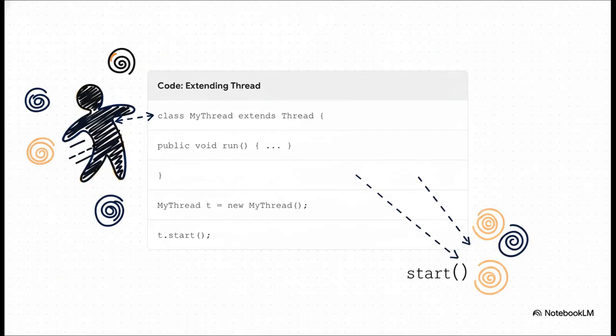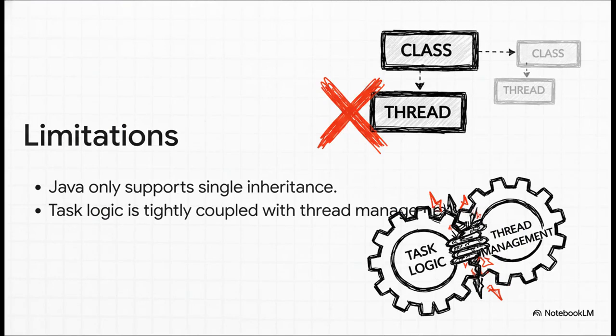You just make a class, say myThread, and have it extend the thread class. You dump all your logic inside the run method, then you just create a new myThread object and call .start. Boom, new thread, easy peasy. But, and this is a huge but, simple isn't always good.